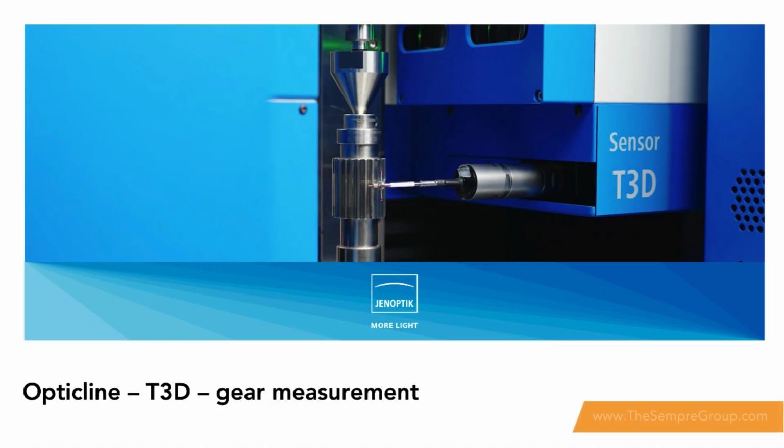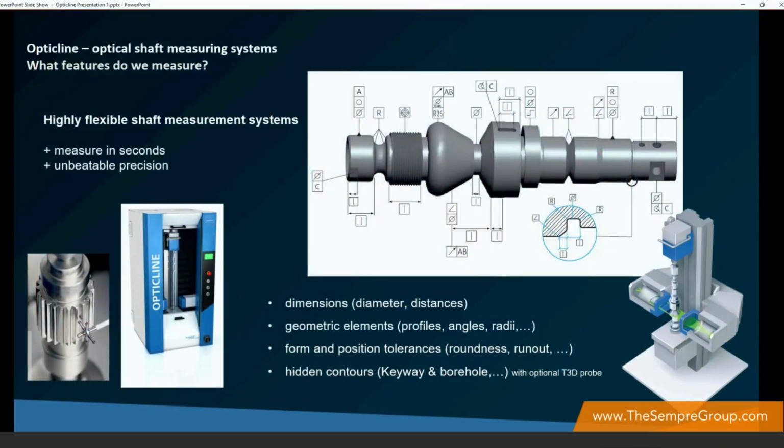Today we're going to be looking over the Opticline T3D system. Specifically, we have a setup related to gear measurement. So we're going to look over a few of the features and take a look at the specific measurement strategies, etc. We're going to run through a couple of slides just to give you an overview of the technology, the kind of features that we measure, and then the breakdown of what's currently capable and what's being worked on in the background at Jenoptik.